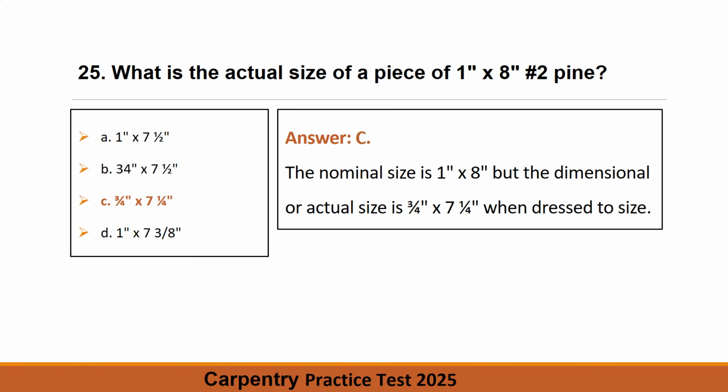Answer, C. The nominal size is 1 inch by 8 inches, but the dimensional or actual size is 3/4 inch by 7.25 inches when dressed to size.